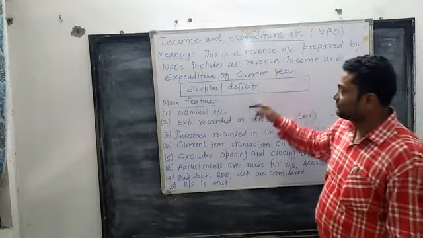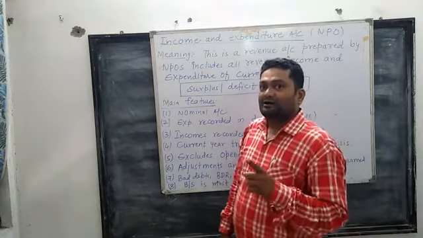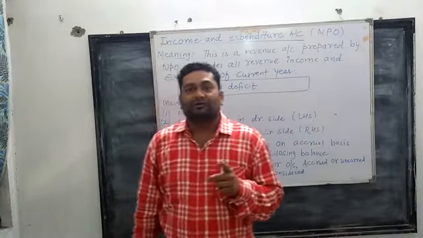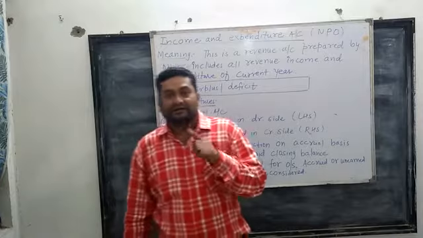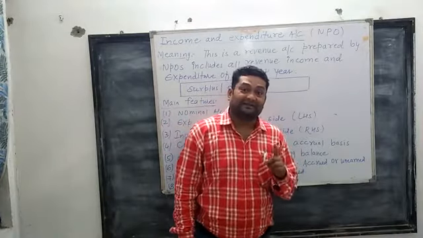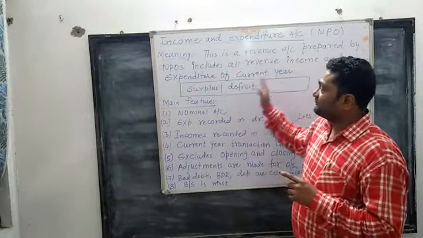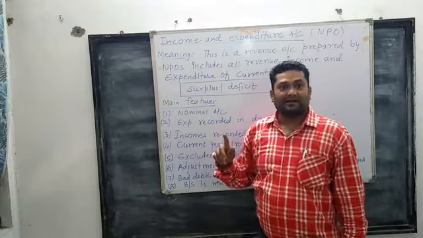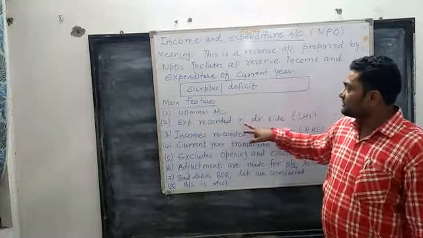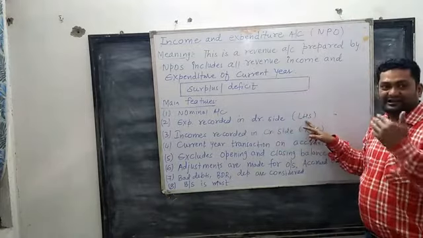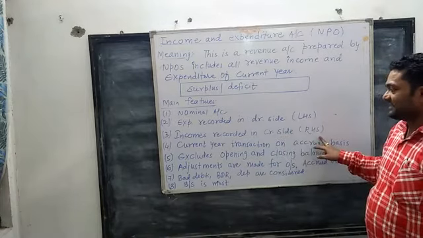So we'll continue with the main features of the income and expenditure account. It is a nominal account. You remember, receipt and payment account, though it records all the incomes and expenditures also, is a real account. But income and expenditure account is not a real account, it is a nominal account. Second, all the expenses are recorded on the debit side, that is your left hand side. Incomes are recorded on the credit side, which is your right hand side.